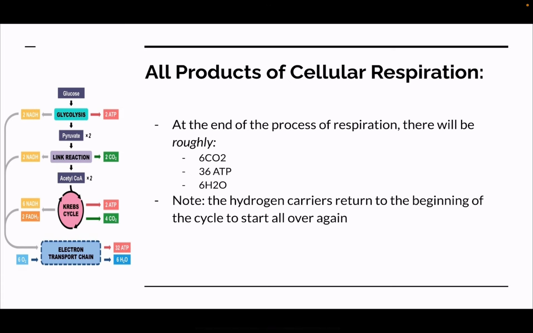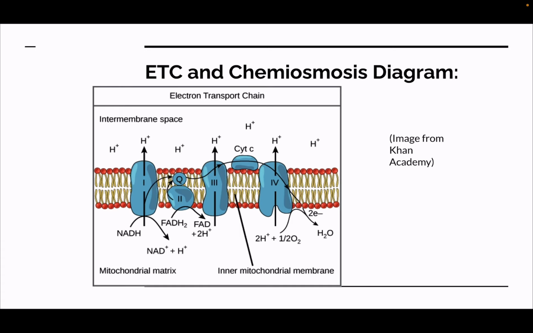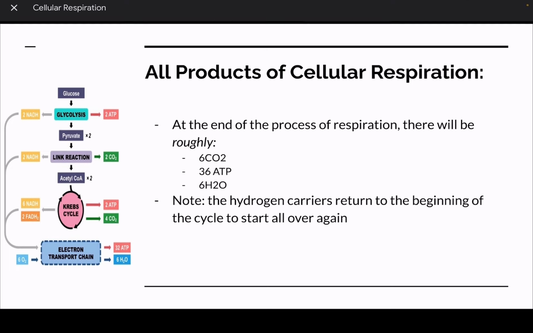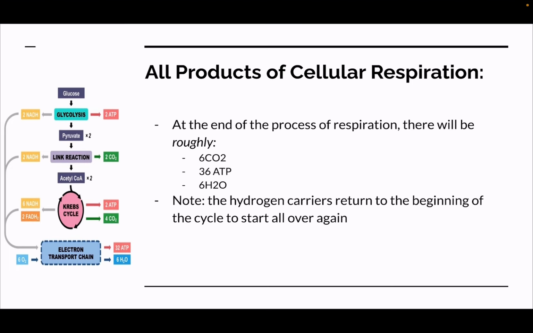So, just to recap here, all the products that come from cellular respiration. At the end of the process, there's going to be roughly, meaning it's going to vary, but there will be roughly 6 CO2, 36 ATP, that's 2 ATP from glycolysis, 2 from the Krebs cycle, and 32 from the electron transport chain, and there will be roughly 6 H2O produced. Those hydrogen carriers, after they drop off the H+ ions, are going to move back to the beginning of the cycle and start all over again. But yeah, that's pretty much the net of cellular respiration.